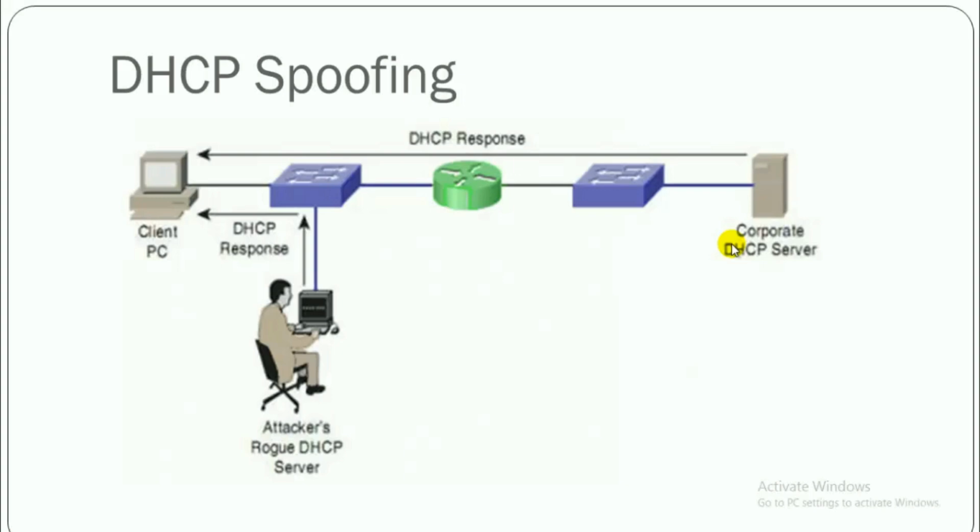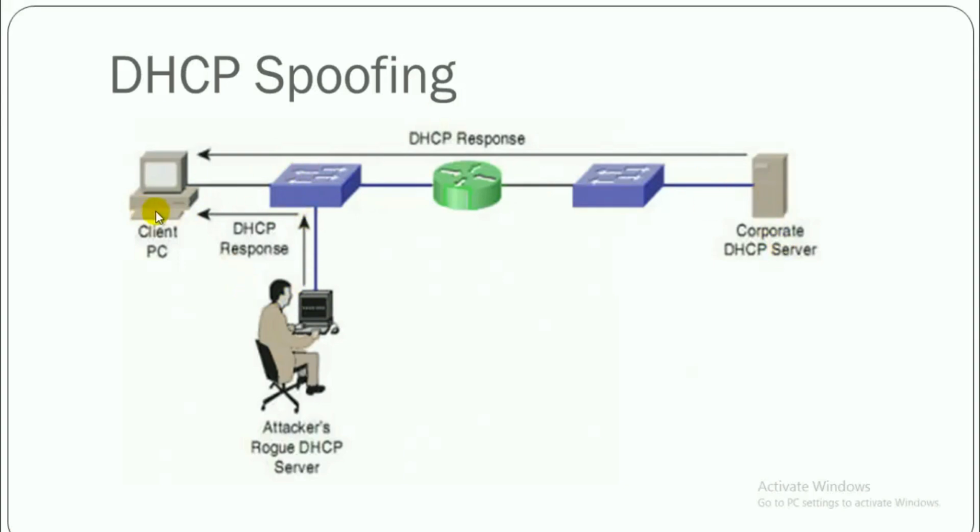So it will configure the client host with an IP address of the subnet, but it will also give the host a false default gateway and maybe even a false DNS server address. What will happen exactly is that when the client PC requests a DHCP response, it will go over here, and since the attacker's DHCP server is nearer than the corporate server, the attacker will quickly give a response back before the request reaches the corporate server.